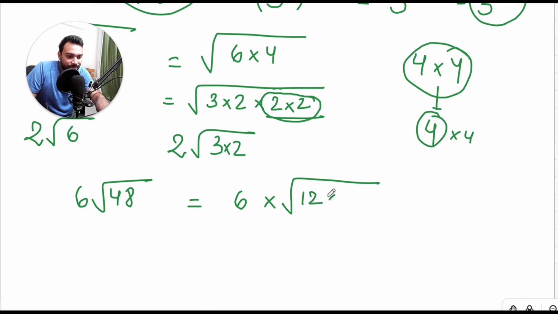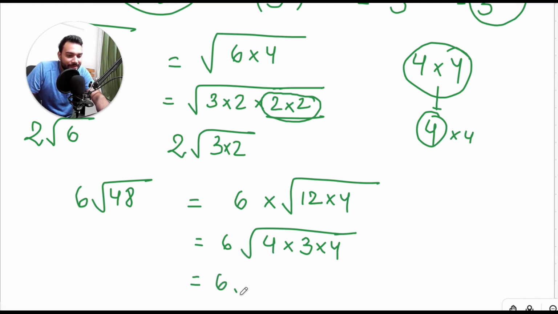48 is 12 times 4, and 6 times 12 can be broken down into 4 times 3, 4 times 3 times 4. Okay, perfect. We see a pair now, a perfect square pair, 4 times 4. So one of the 4s can come out. Why? Let's see a simpler version. 4 times 4 is 4 squared, times 3.